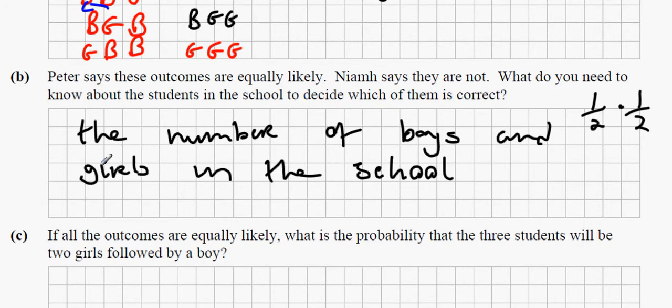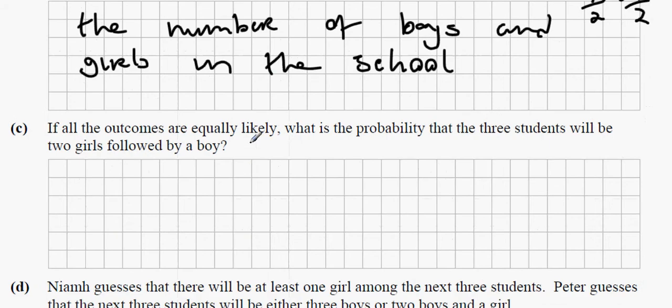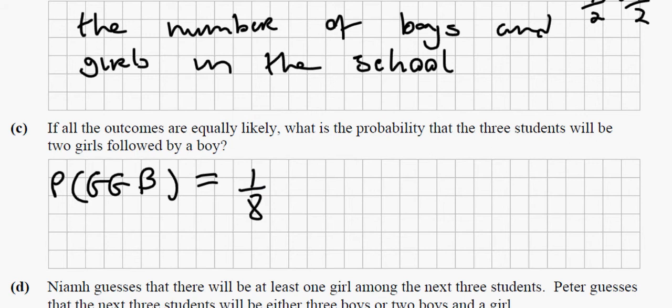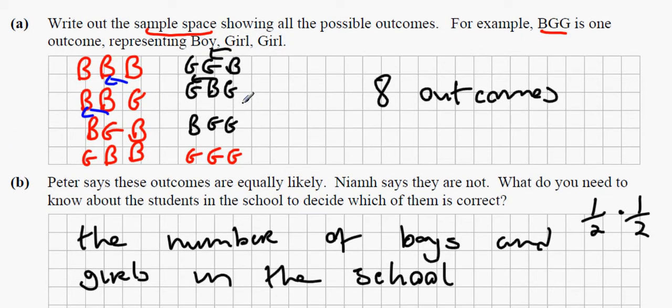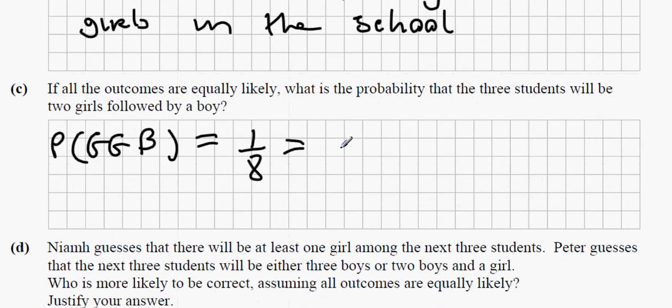Now, if all outcomes are equally likely, what's the probability that the 3 students will be 2 girls followed by a boy? So it has to be girl, girl, boy. You want the probability of getting girl, girl, boy, and that is going to be 1/8. If you go back to the top, there's only 1 girl, girl, boy, this one here, and it's a 1 in 8 chance. 1 in 8 can be represented in decimals as 0.125, or if you multiply it by 100 over 1, as a percentage of 12.5%.